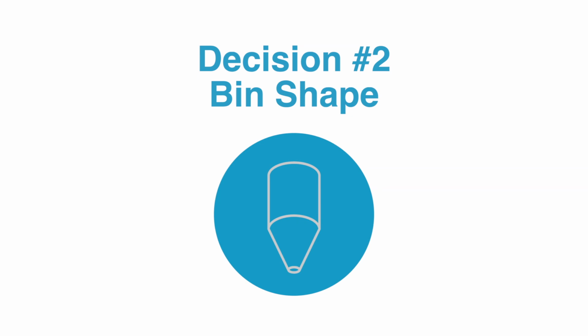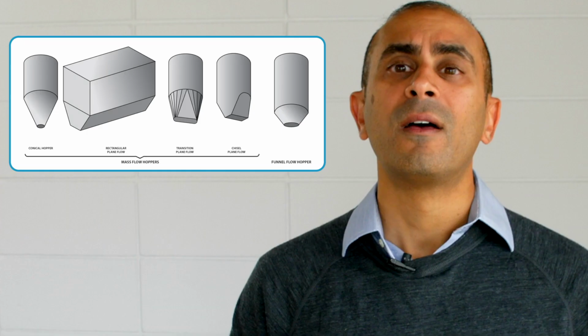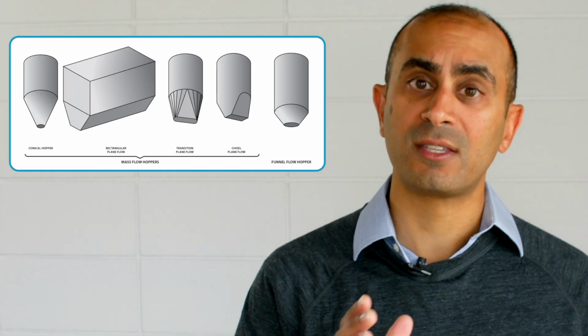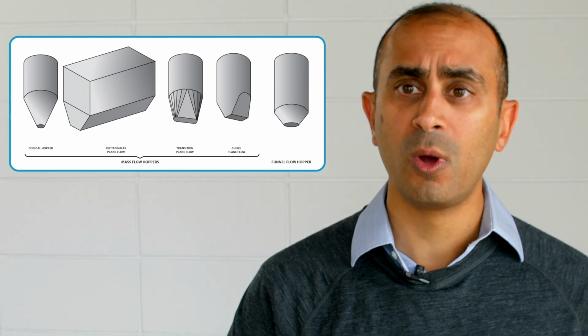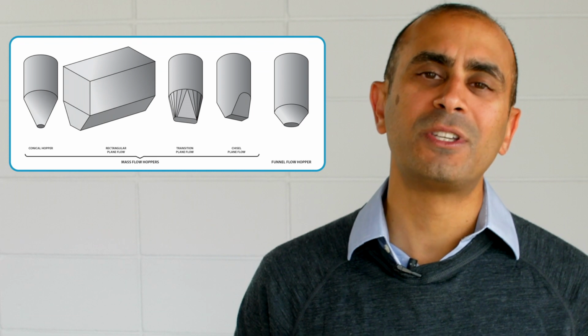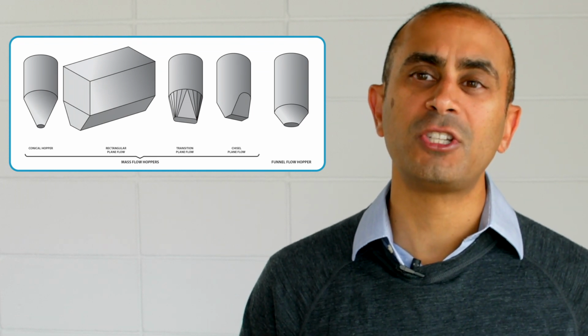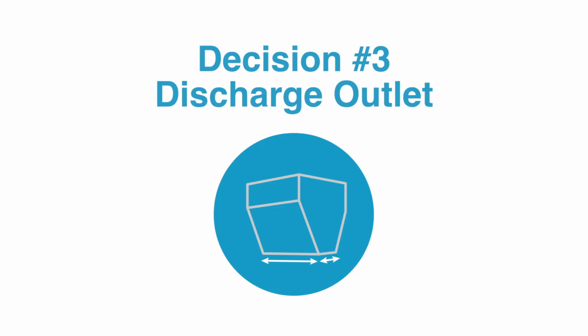Decision 2, bin shape. The shape of the bin has huge implications on the minimum geometry required for reliable discharge. There are a variety of bin shapes: plane flow, conical, chisel, transition. The minimum geometry, such as minimum angle for mass flow, bridging dimension, and piping dimension, vary from shape to shape. Making a good decision on the bin shape is critical.